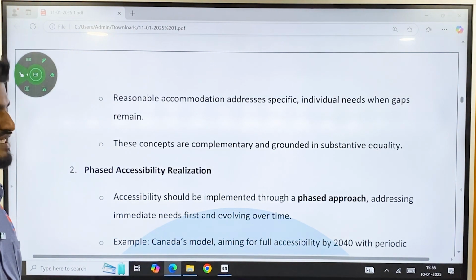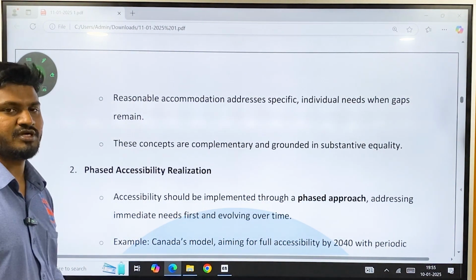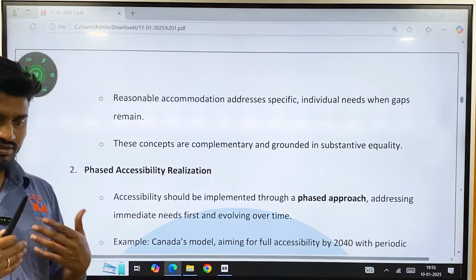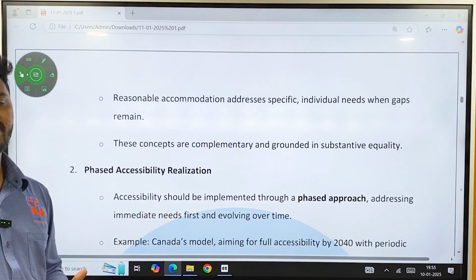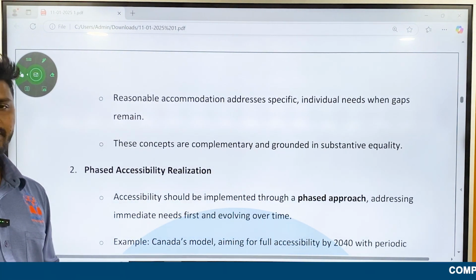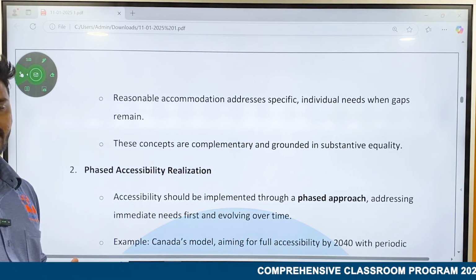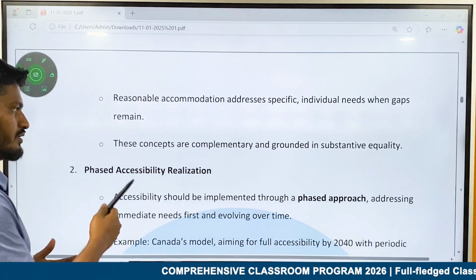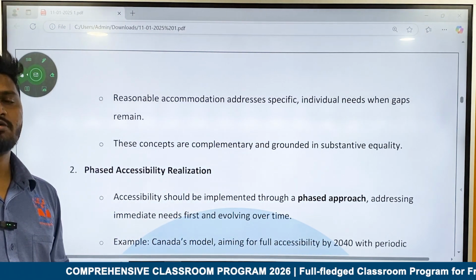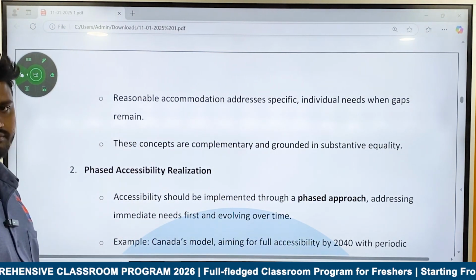In order to achieve substantive equality, you need to have both accessibility as well as reasonable accommodation, because within persons with disabilities there are very wide variations. A person can lack a hand, a person may be blind, a person may be mute, and so on. So you have to devise formulas that are accommodative of everyone.